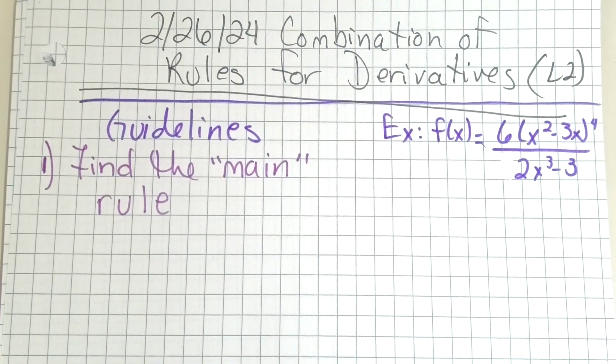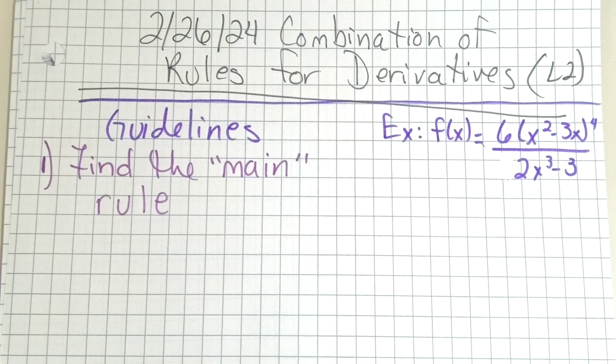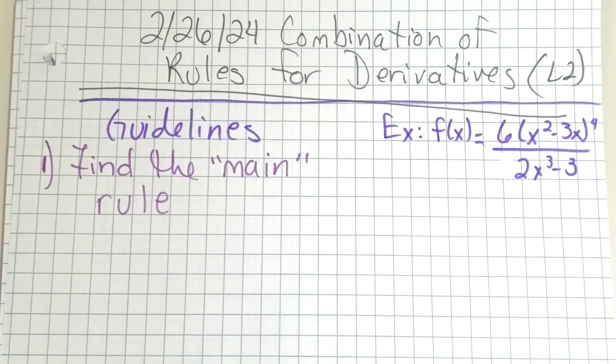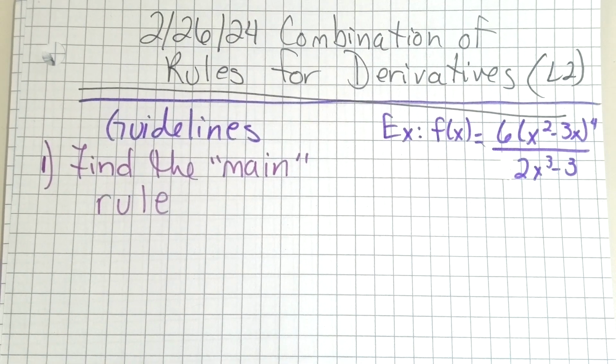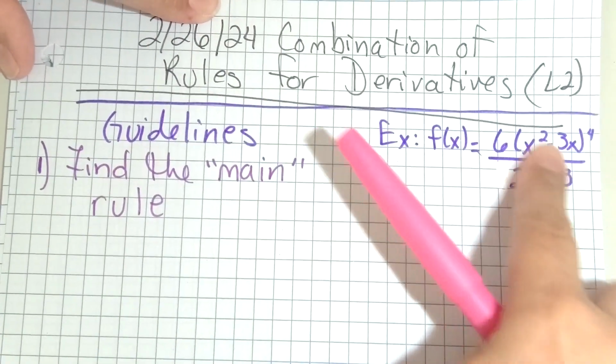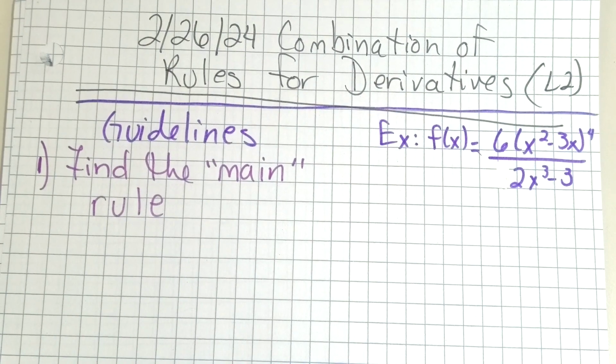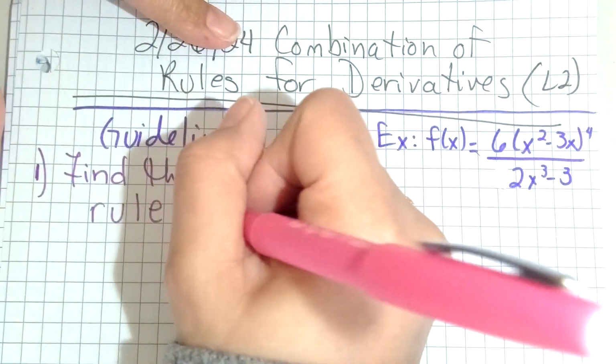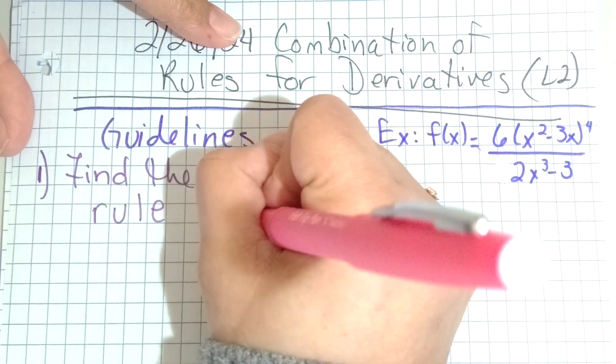Incorrect. This is not product. Remember, can I see your do now? If you look on your do now, number 2 is a product. Does this look like the product rule? No. What does this look like? Quotient rule. Thank you. So the main one is quotient.